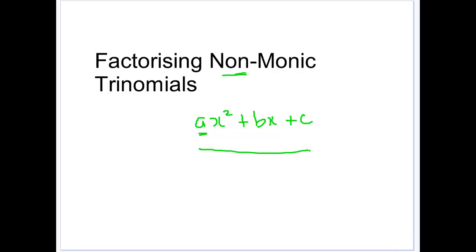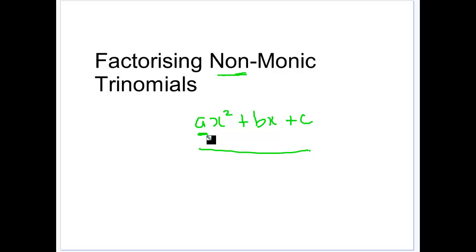Now we want to find and factorize non-monic trinomials. Because it's non-monic, the value in front of the x squared wouldn't be 1. It could be less than 1, it could be a negative number, it could be a positive number, but it's not 1. Monic means it's 1 in front of the x squared. Non-monic would mean it's anything other than 1.